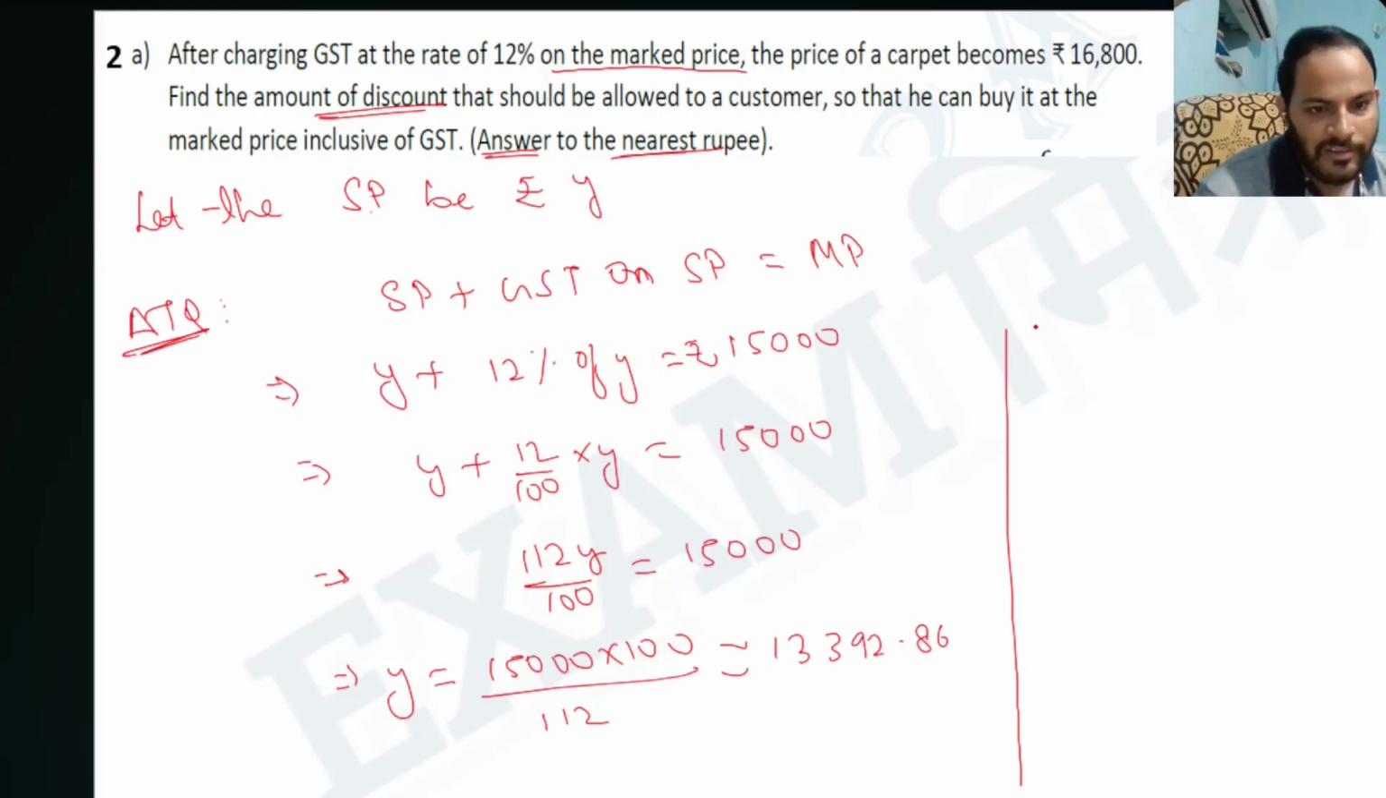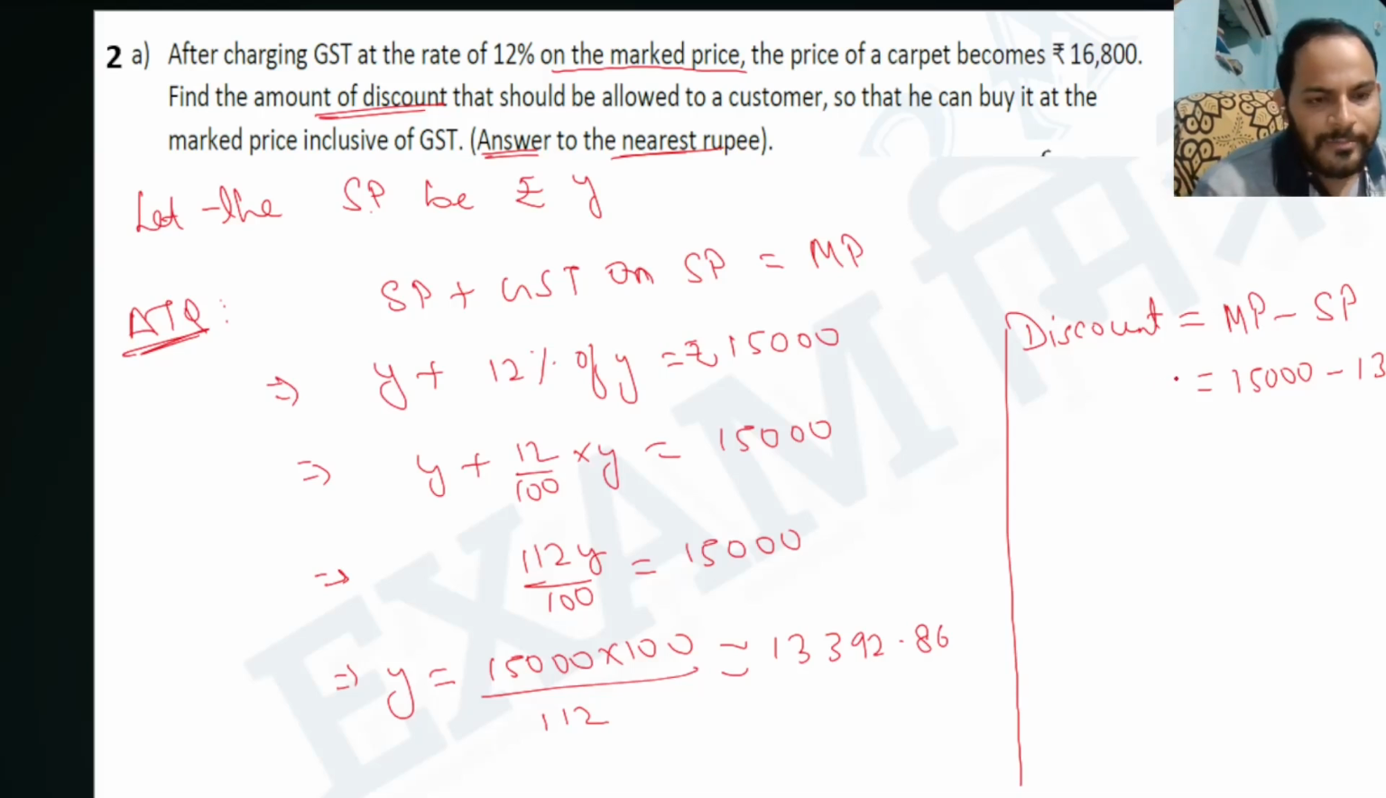So let's find the discount first. What is discount? You might have learned it before. Discount is nothing but the marked price minus the selling price. The marked price is 15,000, and the selling price we got here is 13,392.86.